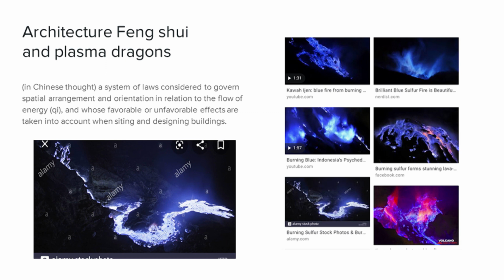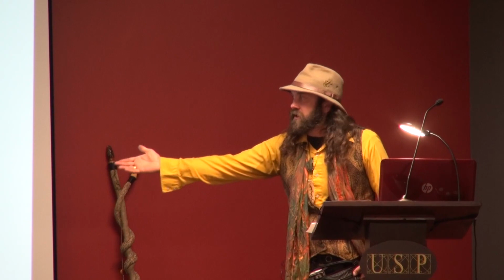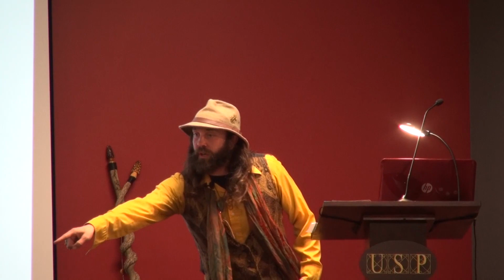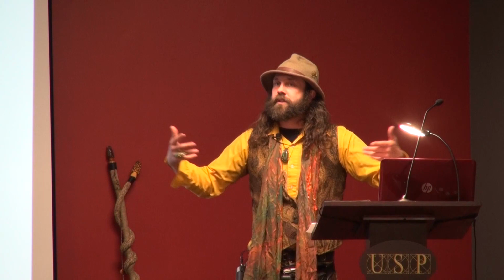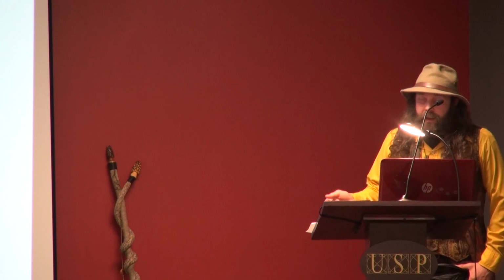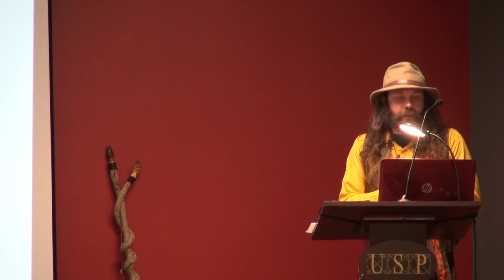In Chinese thought, feng shui is a system of law considered to govern spatial arrangement and orientation in relation to the flow of energy, whose favorable or unfavorable effects are taken into account when siting and designing buildings. So you can clearly see what I was talking about. This is only a burning sulfur. Now, if you can imagine charge moving from one rock to another, and you have to build your house open so that you're not gonna die, then you start to get into the reason why energy flows through their buildings. And that was brought up to me by Neil Thompson and part of the group that I'm working with in the electric view.